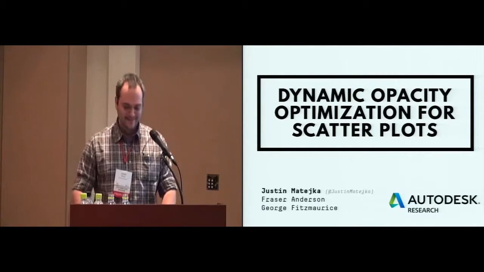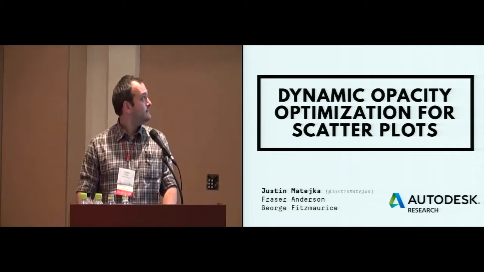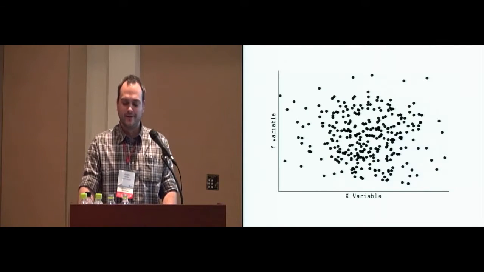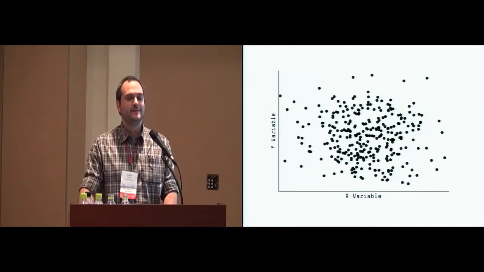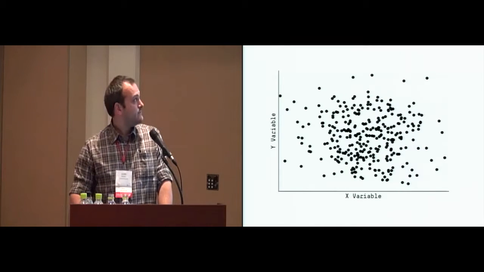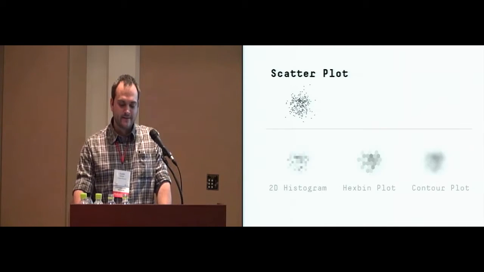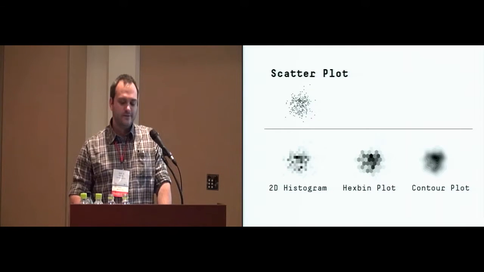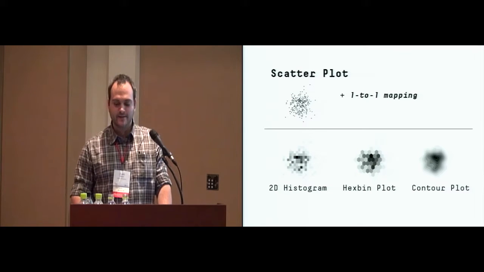Okay, thank you. So, this is a scatterplot. Scatterplots are simple and probably the most common way to represent the relationship between two variables in a data set. Of course, there are other ways to represent a two-dimensional set of data, such as histograms or contour plots. But scatterplots have a couple of nice properties, such as a one-to-one mapping between the data and the representation.